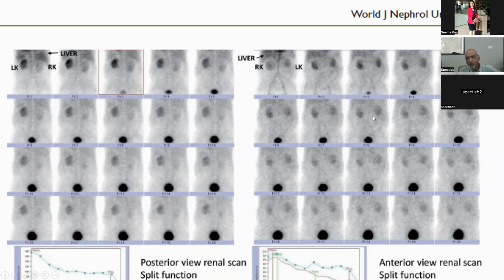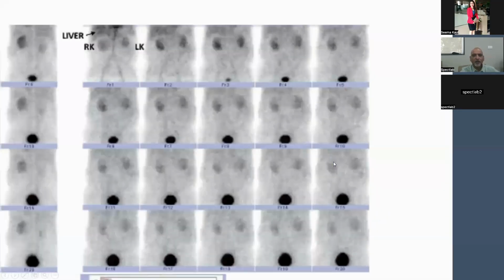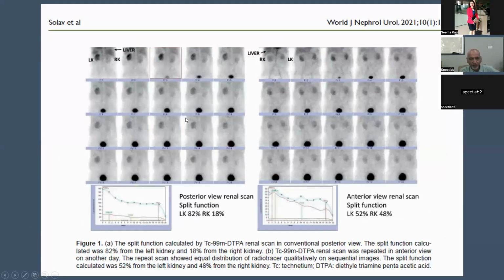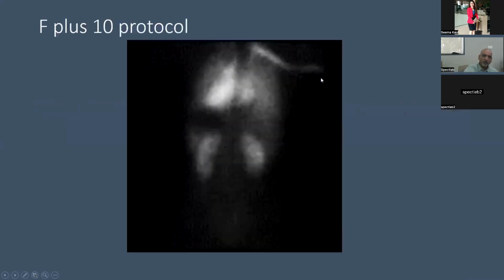Look at the anterior view. Both the kidneys are almost equal in function in the anterior, because the photon attenuation because of the cyst was eliminated in the anterior view. And here you can see there was equal function. Initially, it was showing as 18% on the right side, but when the scan was acquired in the anterior view, the right kidney contribution was 48. This was published in one of the journals, limitation.